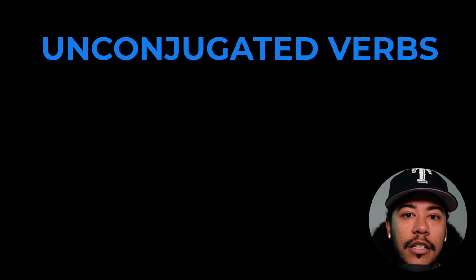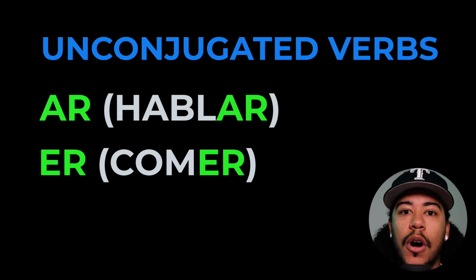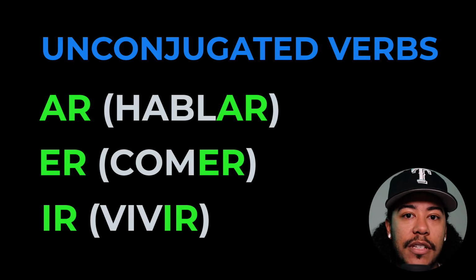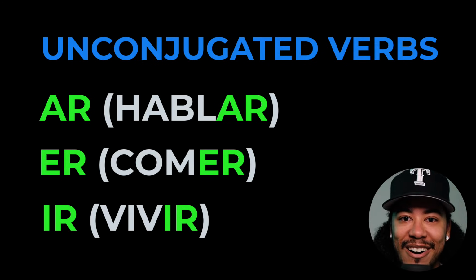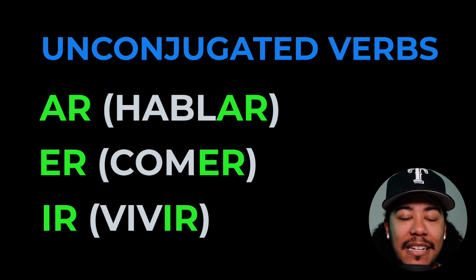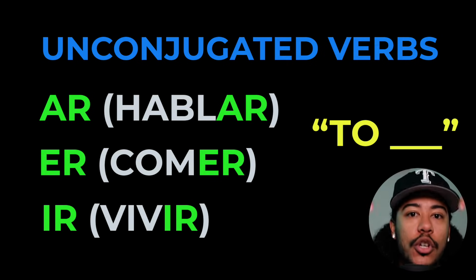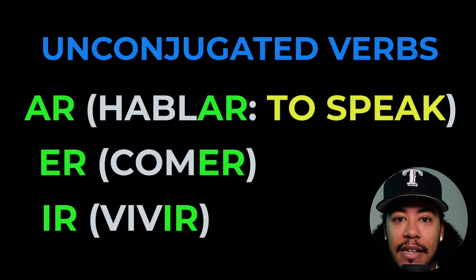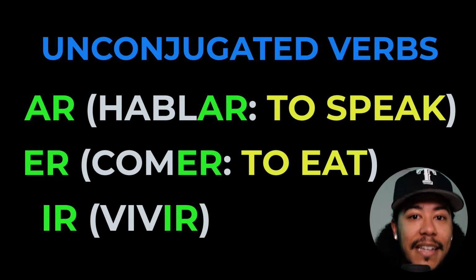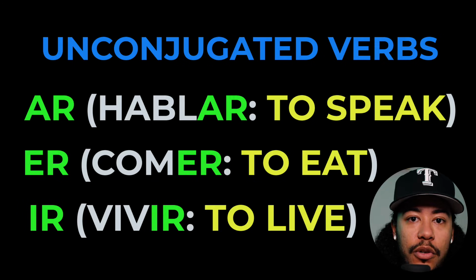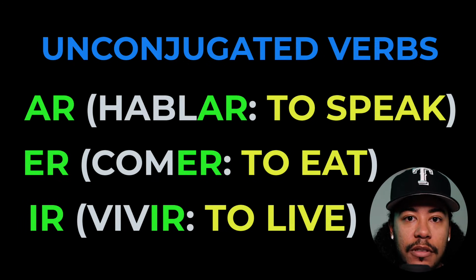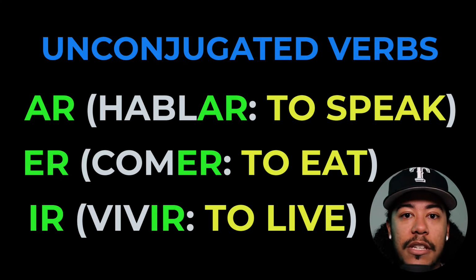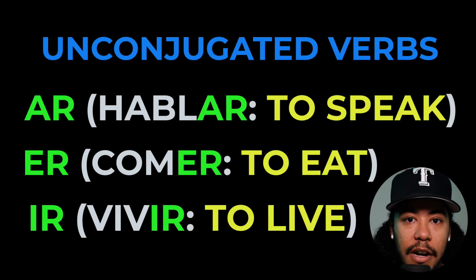In Spanish, unconjugated verbs all end with either AR, ER, or IR. So that means anytime you see a verb ending with AR, ER, or IR, you know it hasn't been conjugated yet and that it means to whatever it is. So hablar means to speak. Comer means to eat. Vivir means to live. It's just general. In this form, we're not talking about any specific person or any specific time frame. To make it do that, you have to conjugate it.